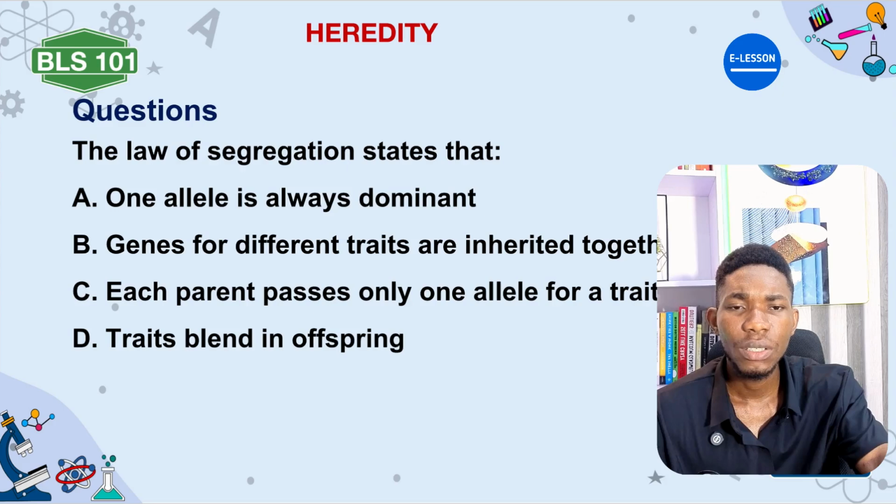The law of segregation states that one allele is always dominant. No, genes for different traits are inherited together. Is that true? Each parent passes one allele for a trait. Then traits blend in offspring. You should go to this and look at what we did there.